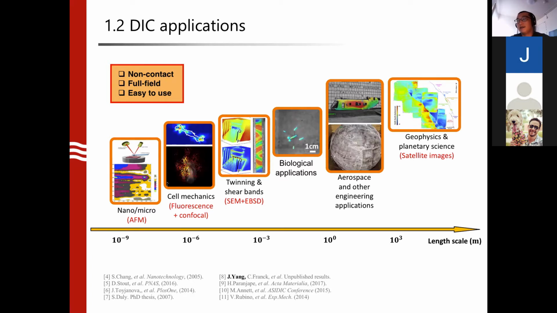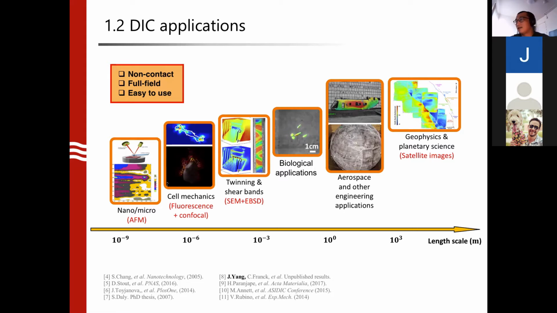But you can use some other diagnostic tools, like for example, atomic force microscopy or confocal microscopy, scanning electron microscopy, or like some camera or satellite images. You can capture a wide range of those deformations from the nanometer to kilometers. So it's a very general experimental method and gives you very complex full field deformation and is quite easy to use. So that's why nowadays it's very popular.